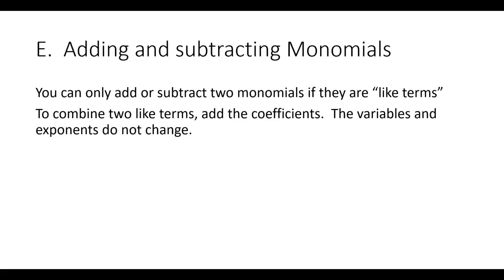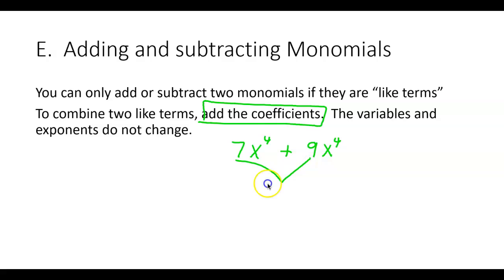So, for instance, if I had 7x to the 4th, you guys should probably write this down. 7x to the 4th plus 9x to the 4th. First of all, are those like terms? Yeah. Now, how do you combine them? All you do is you add their coefficients. Now, what are the coefficients here? 9 and 7, right? All you do is add those. So what's 9 plus 7? 16. But the variable and the exponents do not change. So it's still x to the fourth. Okay? So that's how you add like terms.